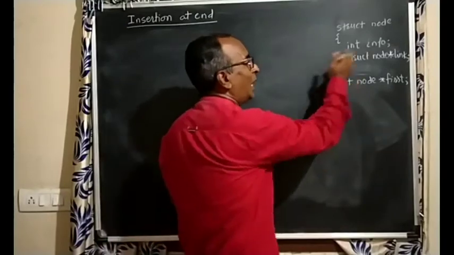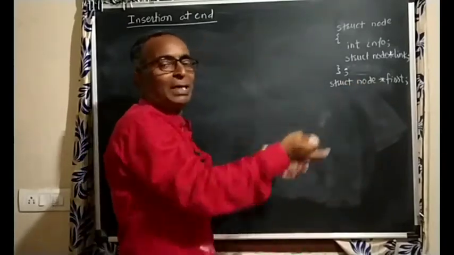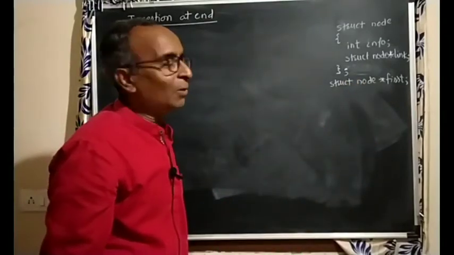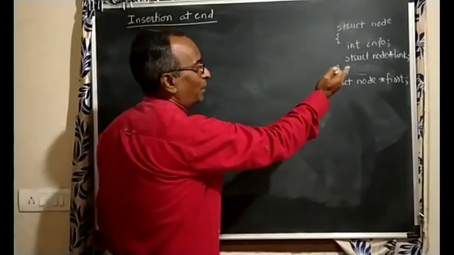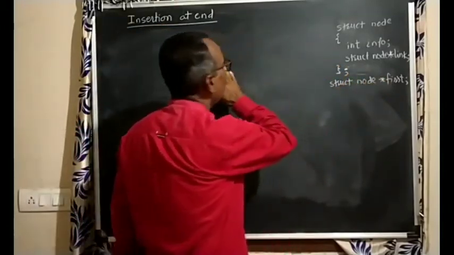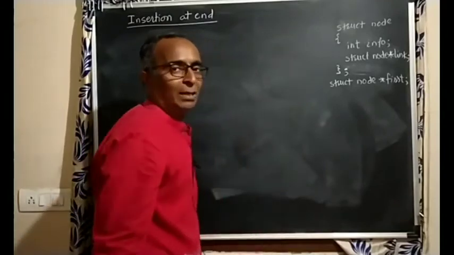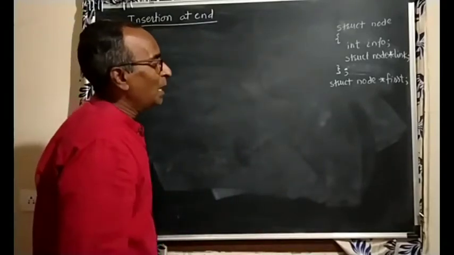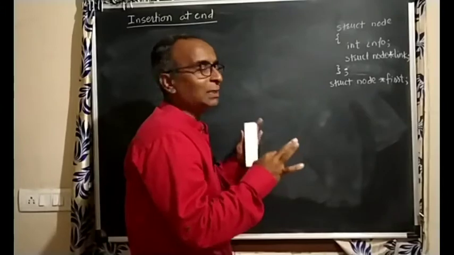Now when I have a global variable, anybody can access that. Now see, if I write this insertion at beginning now, insertion at beginning, I am assuming that the linked list has been created.